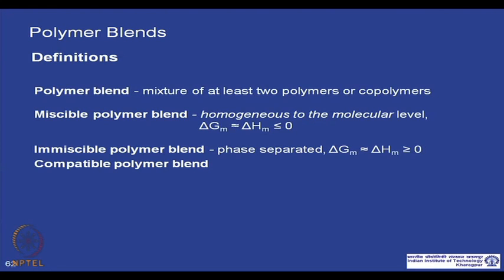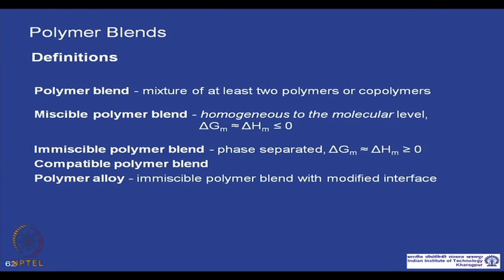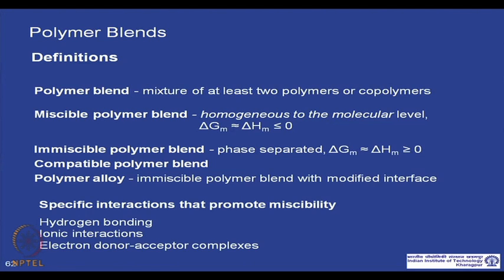So, it is always preferred to make blends which are partially miscible or compatible, we use the term compatible, where the individual phases of those polymers are maintained, but the interfaces are compatibilized using a compatibilizer like block copolymers made up of the two different homopolymers. So, basically the interface between those two phases is stitched, so that they are not immiscible to the extent that they delaminate, but they are not fully miscible either. So, you can get the best properties of those two polymers as well. So, we talked about compatible polymer blends, and polymer alloys are basically immiscible polymer blends with a modified interface.